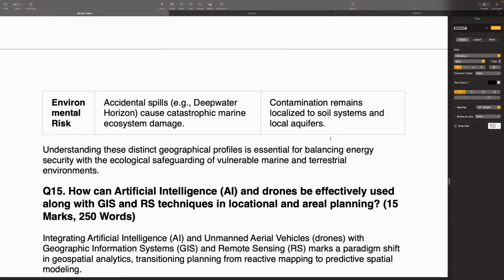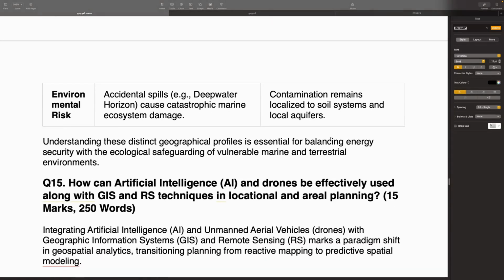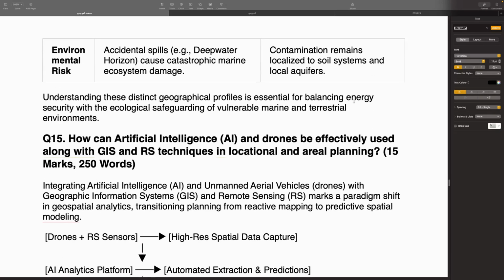We have one more, environmental risk. Offshore: accidental spills, for example Deepwater Horizon, cause catastrophic marine ecosystem damage. Onshore: contamination remains localized to soil systems and local aquifers. Understanding these distinct geographical profiles is essential for balancing energy security with the ecological safeguarding of vulnerable marine and terrestrial environments.